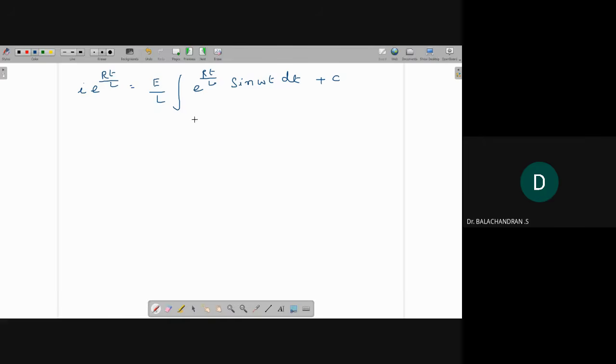Up to this step you can do it. Now I'm going to ask a small question on integration. What is the integration of e power ax into sin bx dx? I think you may have studied this in the 11th standard, or 12th, I don't know exactly. Just recall and then tell. This is open to everyone.